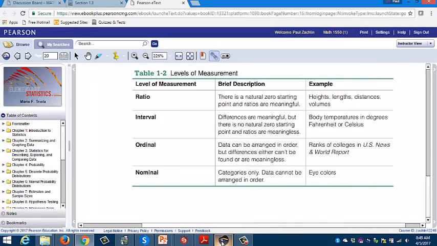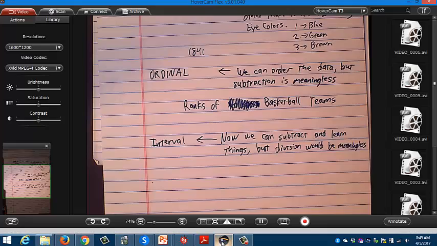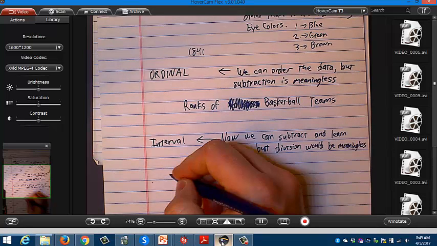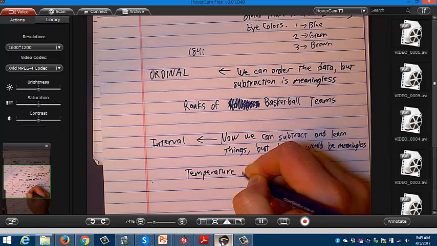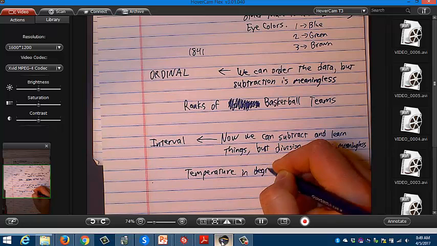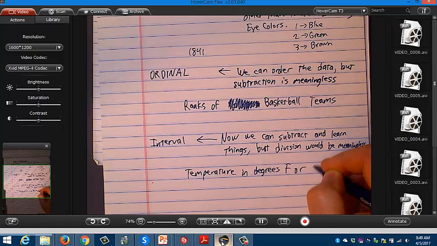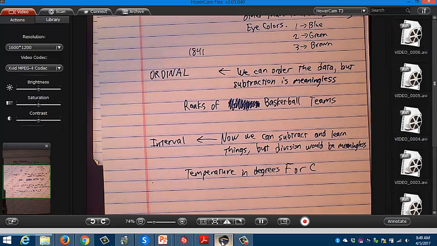Let's see what the example is they give. Temperature. Yeah, that's the one I usually think of. The example I think of is temperature in degrees, and this is either F or C, Fahrenheit or Celsius, right? So yesterday the high was 60. Today the high is 50. And so if I subtract, does that make sense? It's 10 degrees colder. Is that true?